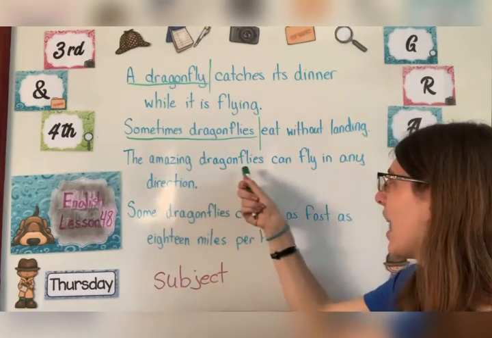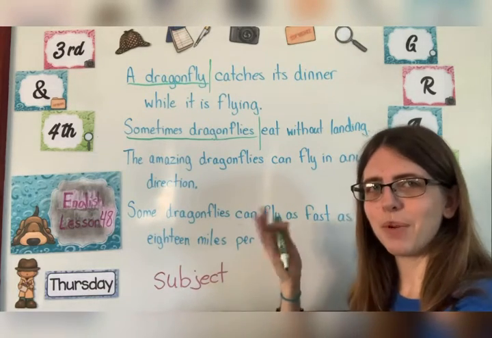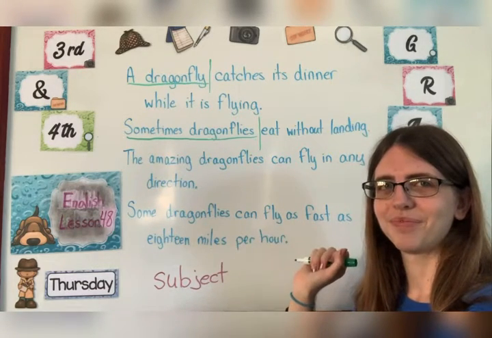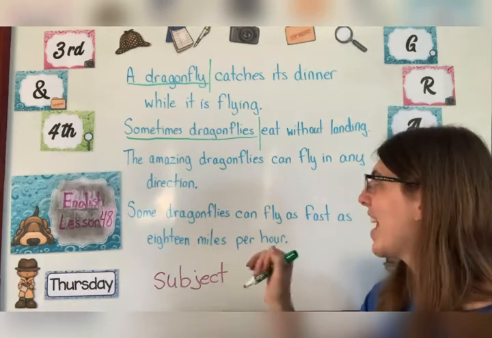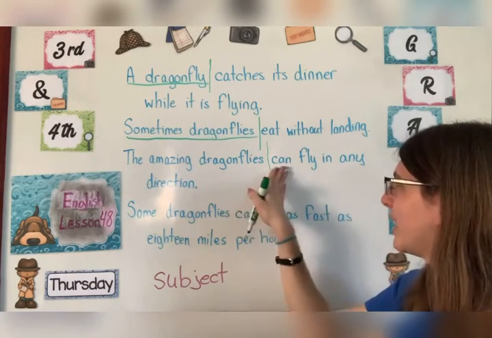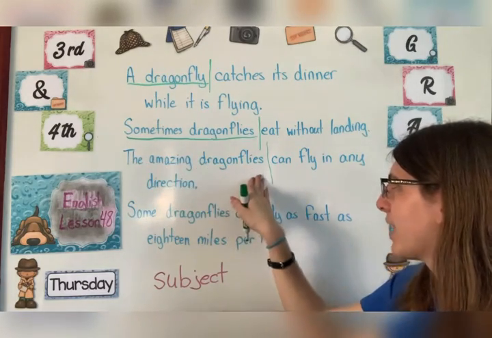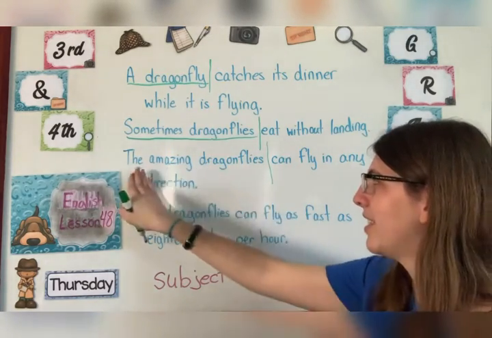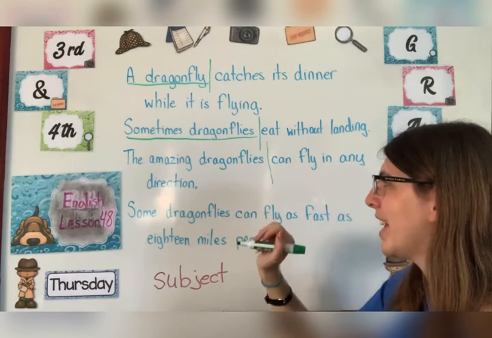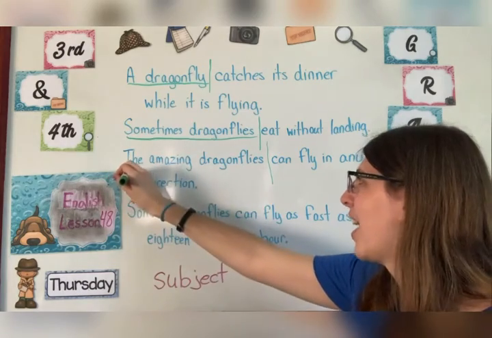The amazing dragonflies can fly in any direction. Okay, what's your verb? What's happening? They can fly. Very good. So that's where it separates. Here's what's happening, and here's who or what can fly, the amazing dragonflies. So since this is who or what can fly, it is the subject, and we underline it.